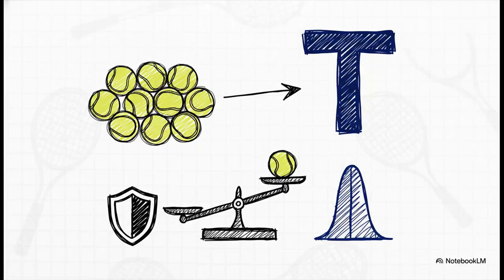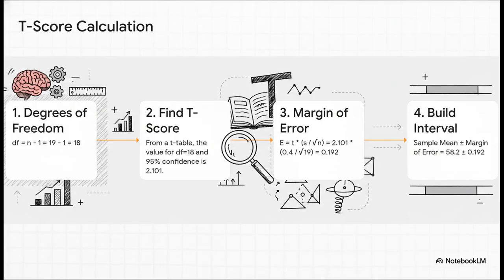Okay, great. But what happens if your sample is tiny, like under 30? Here we've only got 19 tennis balls. In this case, that trusty Z-score we just used, we can't use it. We've got to pull a different tool from the kit, one that's built specifically for these small sample situations. It's called the T-score.